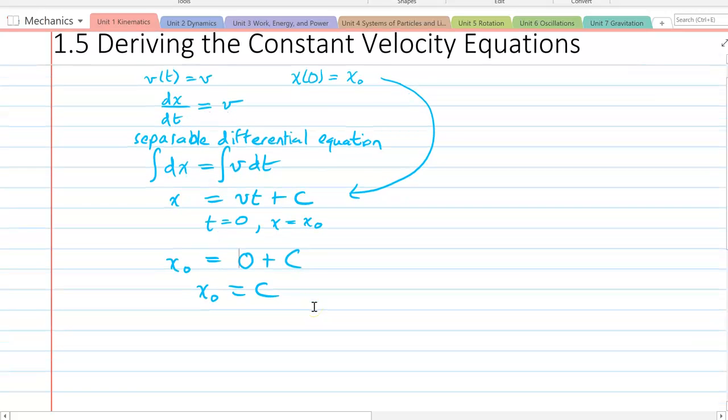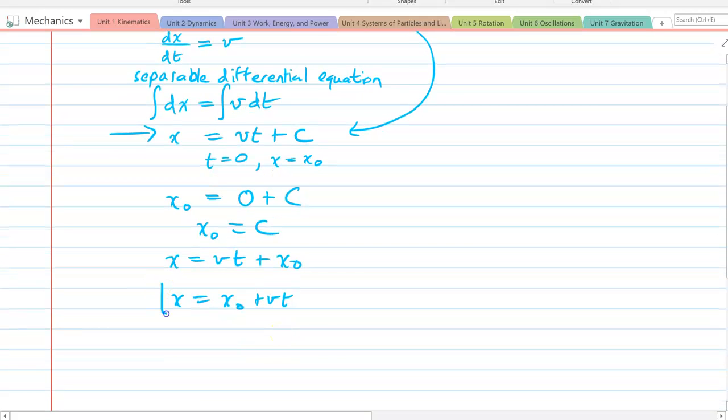So now we want to rewrite this with the c we just found plugged in. So x equals vt plus x naught. I'm going to write it like this: x equals x naught plus vt. I'm just going to use the commutative property. This is the equation.